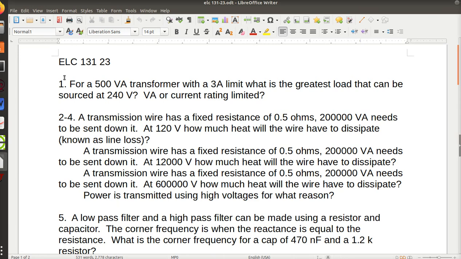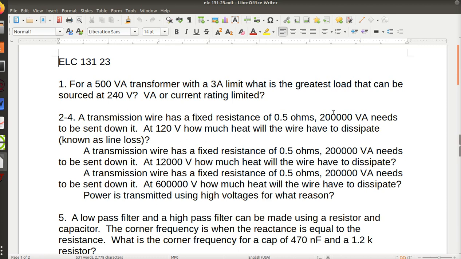Okay, worksheet 23 coming to the end. Now, for number 1, that is actually at the end of the worksheet 22 video. 2 through 4, transmission line has a fixed resistance of 1/2 ohm, and 200,000 VA needs to be sent down it at 120 volts.